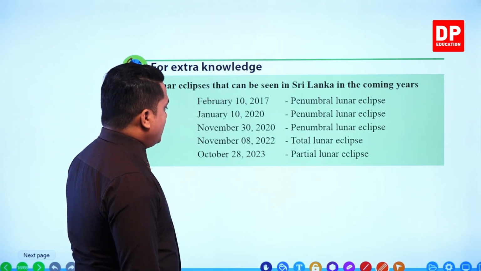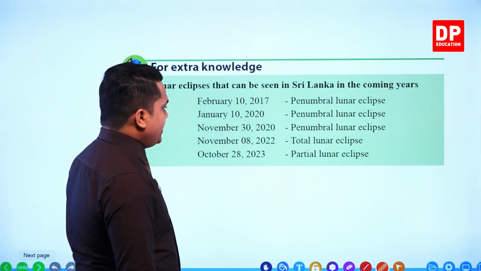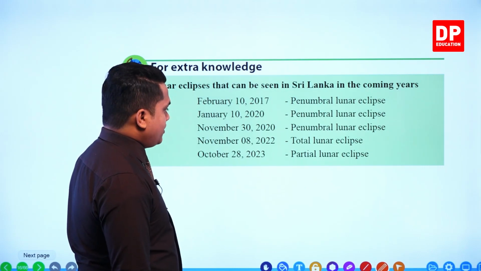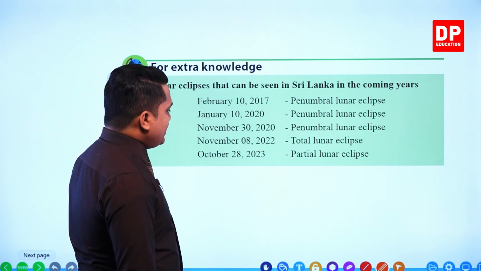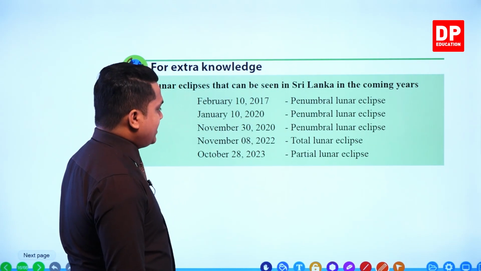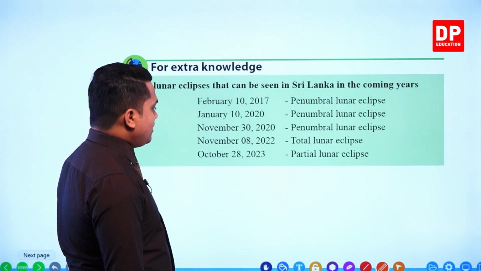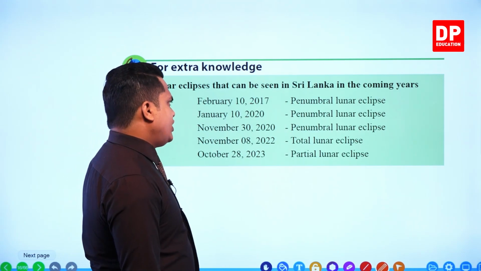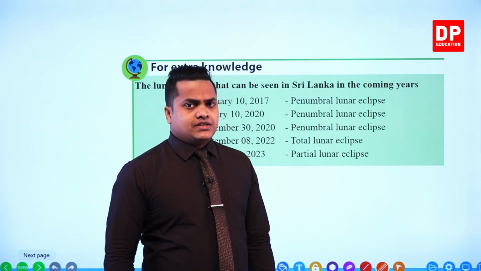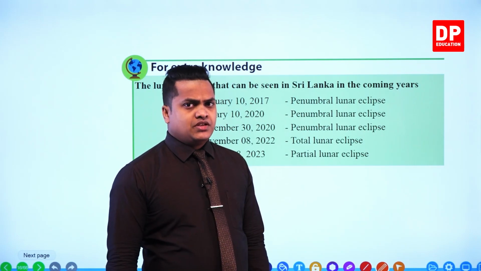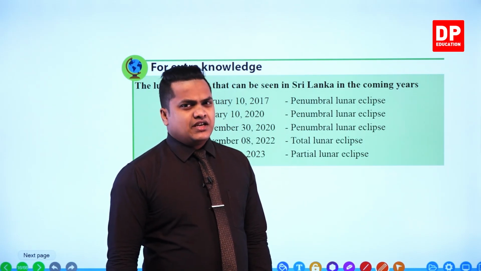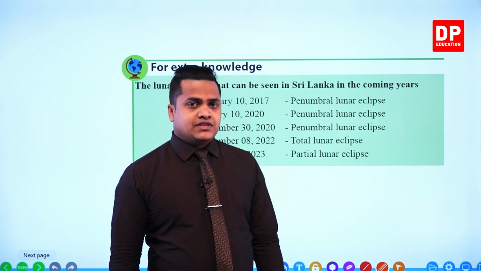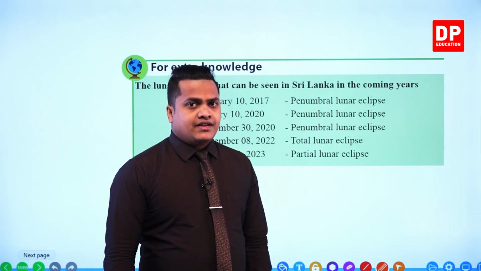Then, my dear children, on November 8, 2022, a total lunar eclipse. Then October 28 of 2023, a partial lunar eclipse can be observed. I told you that if you take the penumbral lunar eclipses, these are not that much visible to our naked eye. It's somewhat difficult to identify. However, these total lunar eclipses and partial lunar eclipses are clear to identify, my dear children.